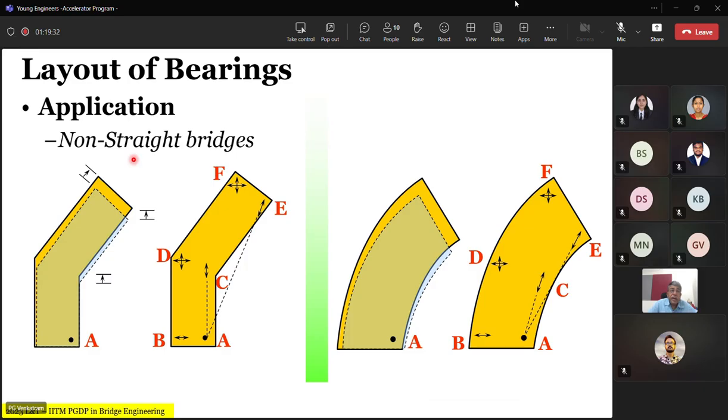Now, if you have non-straight bridges, generally when you have a volumetric change, they will tend to have a deformation like that. So in that case, if you choose the bearing which is a tangential layout, it will be relatively stress-free. But as I told you, you always pay the price for it in the one which causes a one-dimensional, one-axis-based deformation. Then you end up having the lateral forces.